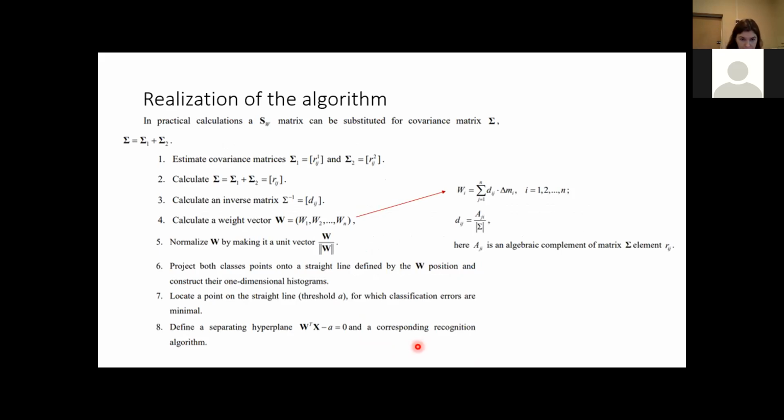In practice, here is the algorithm for how to estimate the vector. You calculate the covariance matrices, estimate some average matrix. It may be the sum of matrices. It may also be half of the sum of matrices. Calculate the inverse matrix and calculate the vector using the formula. And normalize to the length of the vector. Project classes onto a line. Compare it. Find the threshold and create an algorithm.